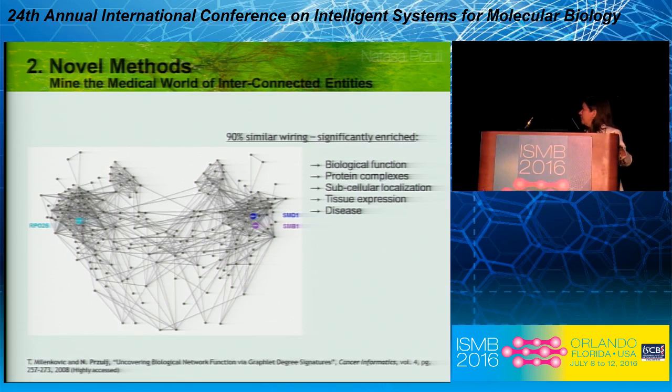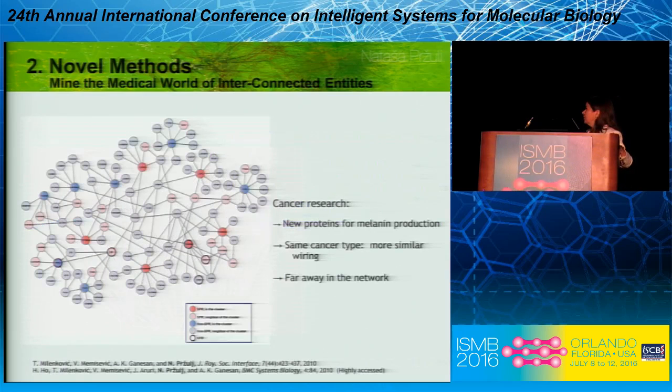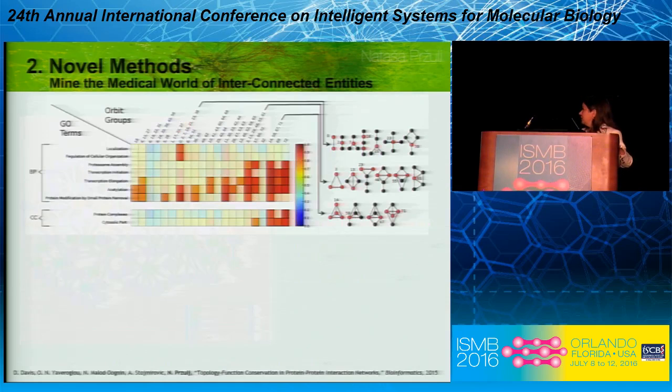these wiring patterns around proteins in protein interaction networks are not random, and they're very characteristic of biological function, membership in protein complexes, subcellular localization, tissue co-expression and involvement in disease. And we've used just these wiring patterns to find new members of melanin production pathways that were phenotypically validated with collaborators at UC Irvine School of Medicine.